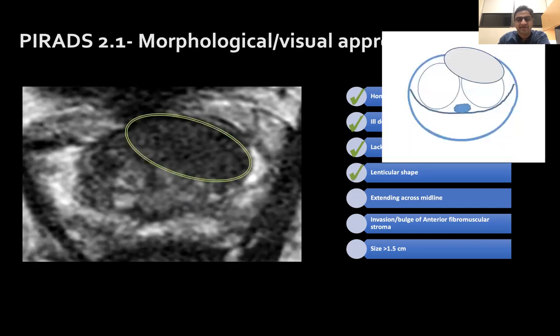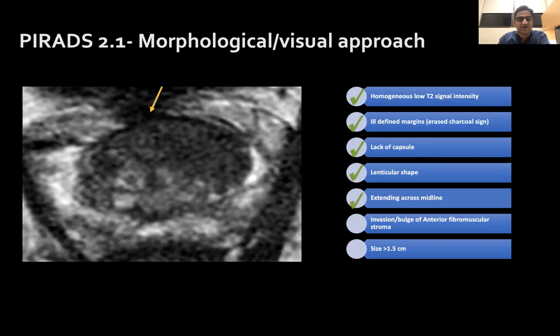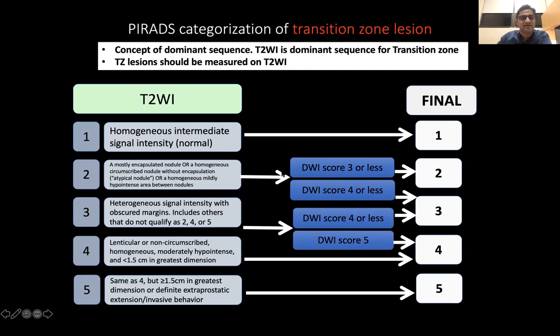And lenticular shape is another feature that would be associated with transition zone prostate cancer. And extension across the midline is another associated feature, because they're larger at diagnosis. And invasion or bulge of the anterior fibromuscular stroma is something we look for, and size more than 1.5 centimeters also. So every patient doesn't need to have all these features. The more the features, the more the confidence level to identify prostate cancer in the transition zone. And as you see here, the dominant sequence for the transition zone is T2 weighted imaging, and whatever the T2 weighted imaging says, that's what it's going to be, a PI-RADS 4 or 5.